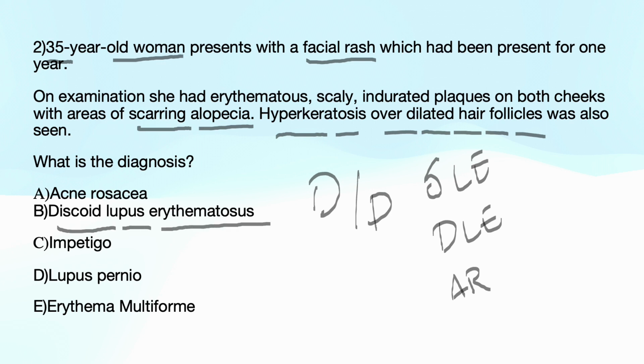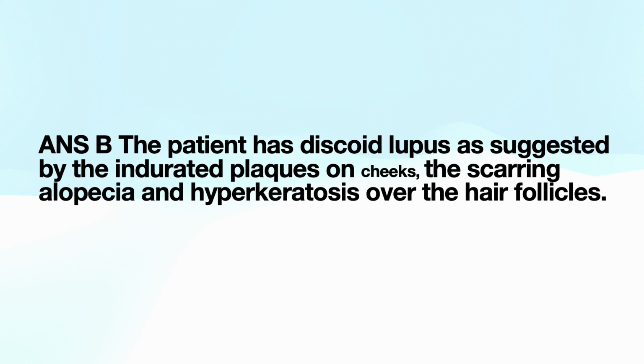In case of SLE, there will be a non-scarring alopecia. Just know that in SLE there will be a non-scarring alopecia, but in discoid lupus erythematosus there will be a scarring alopecia. So the answer to this question is discoid lupus erythematosus, as suggested by scarring alopecia, hyperkeratosis over the hair follicle. Now we will go to the next.